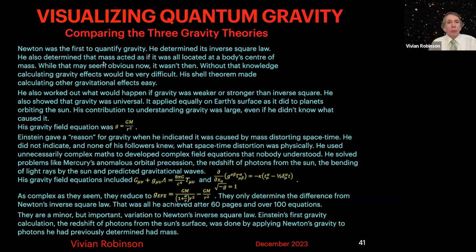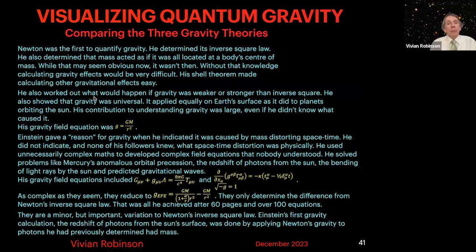I'd just like to do a quick comparison between the three gravity theories. Newton was the first to quantify gravity. He determined its inverse square law. He also determined that mass acted as if it were all located at a body's center of mass. While it may seem obvious now, it wasn't then. And without that knowledge, calculating gravity effects would be very difficult. His shell theorem made calculating other gravitational effects easy.